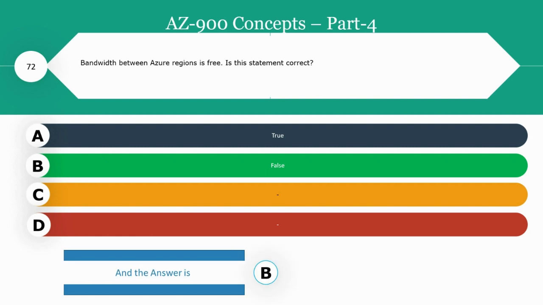So the right answer for this question is B. Since they are talking about Azure regions, definitely it is between two different availability zones between the regions, and if it's not free, the answer would be B.